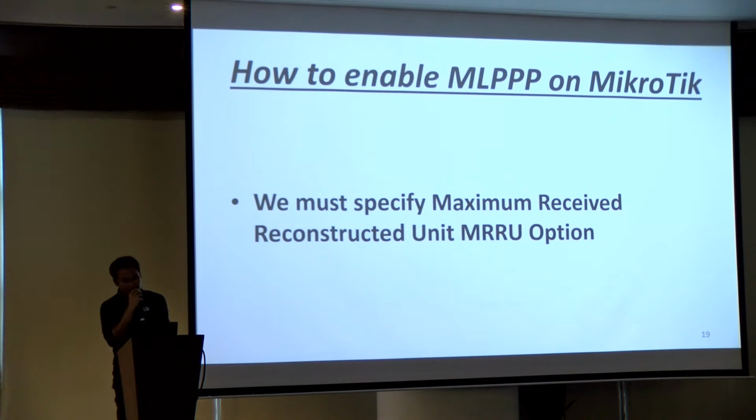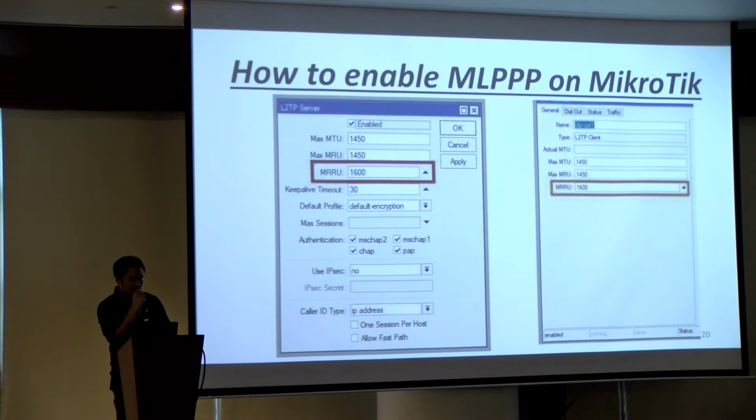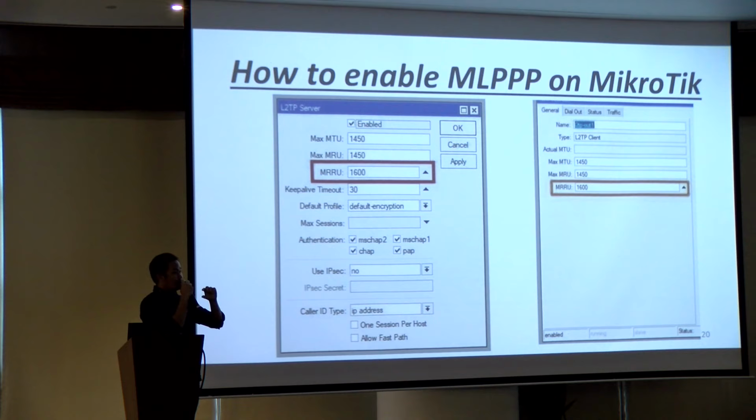This setting is here. We make the MRRU interface 1600. This means that the max MRU is 1450, while the Ethernet MTU is 1500. This is more than that. That's why we make two logical links, and then at the other end of the PPP link, we combine them.